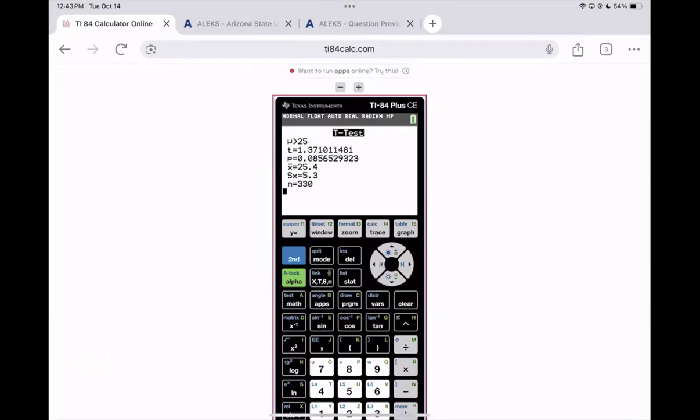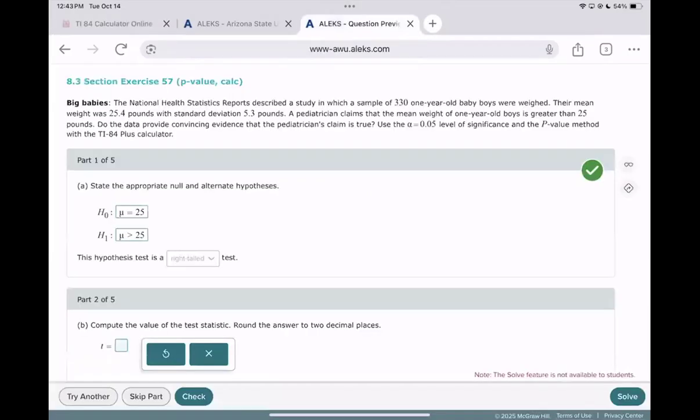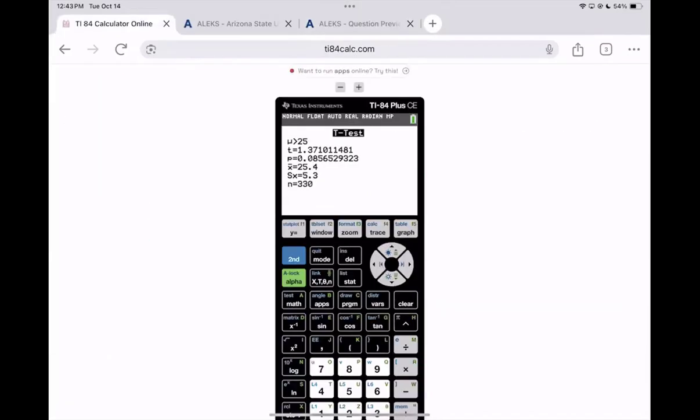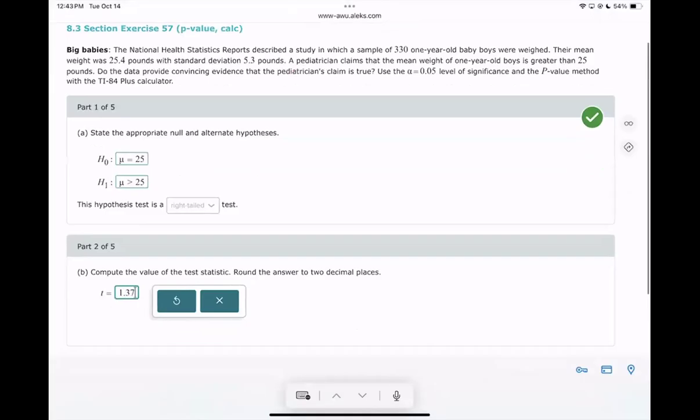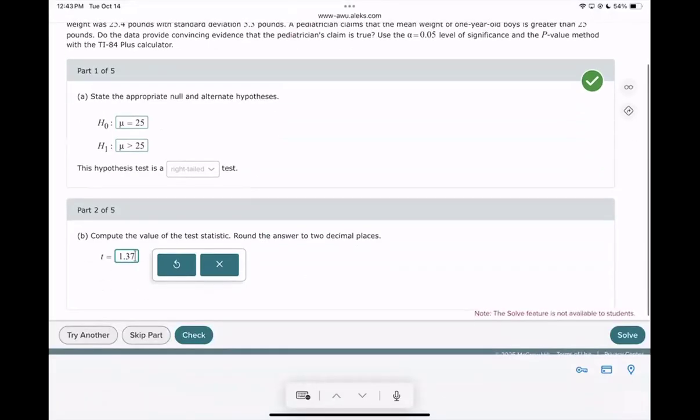Let's make sense of this. There's this thing called a test statistic, which is this t value of 1.37, and there's a probability, which is the p-value 0.0856. Let's hop back here and notice it wants the test statistic. That was 1.371, and to 2 decimal places, 1.37. I'll draw a picture and make sense of this in just a moment.